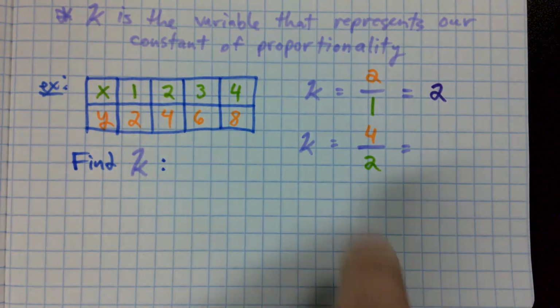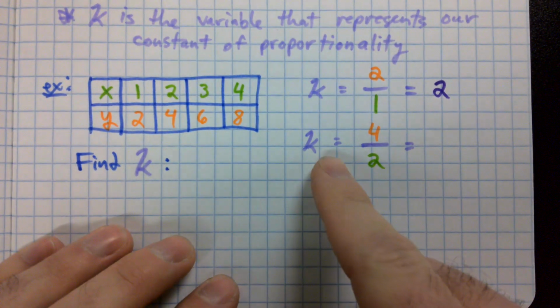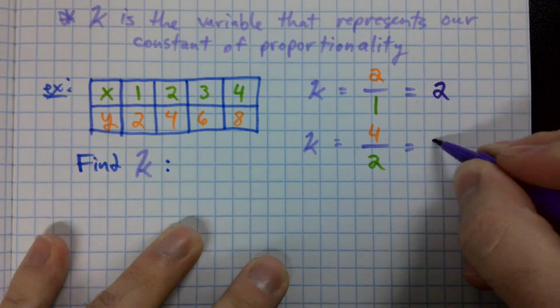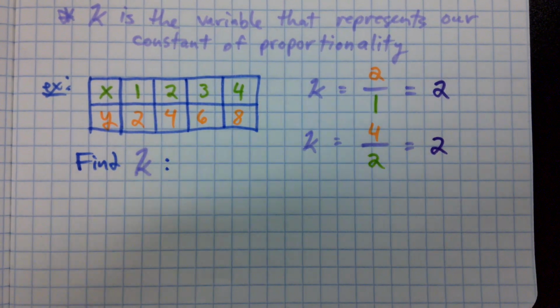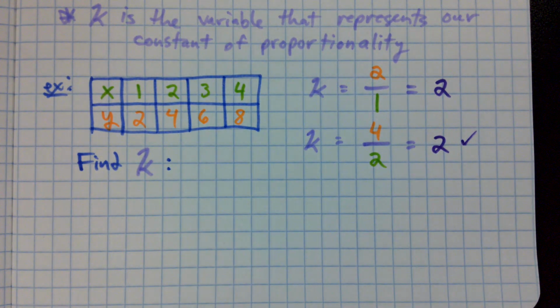So, our second k value. Now that we know why we aren't over our x, we say k is equal to 4 over 2. What is 4 over 2 equal to? 2. Thank you, Darius. 4 over 2 just simplifies to 2. So far, we've got the same k value for both of those points. But let's keep going.